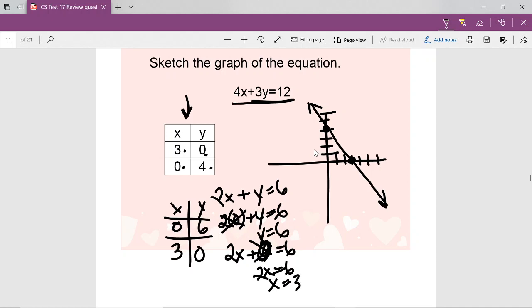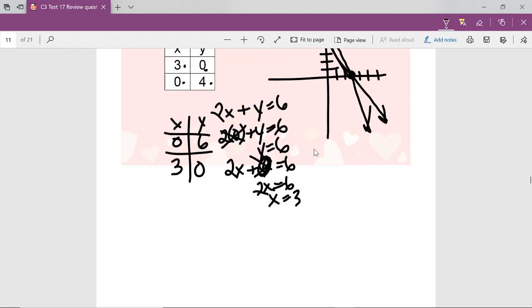And I can plot those on my graph. 0, 6 is going to be up here. 3, 0 is still going to be actually right on that spot, same spot just by coincidence. And then we can make my graph. Okay, standard form uses those intercepts really well.